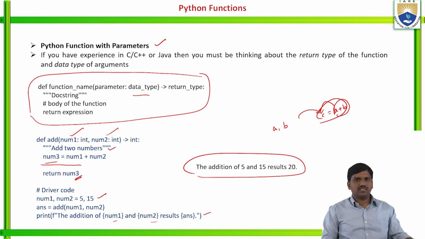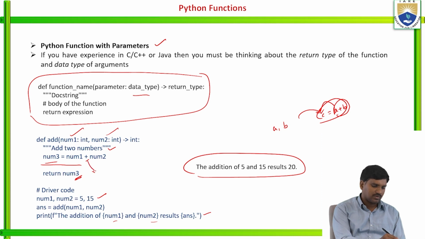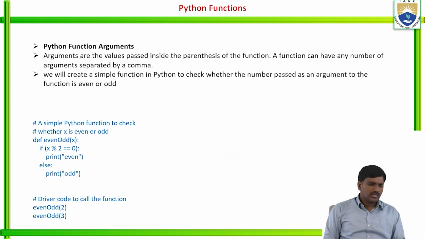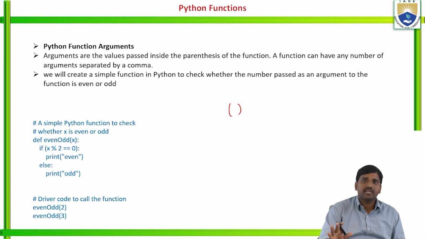This is an example of adding two numbers. In place of plus, you can use minus, multiply, or divide, whichever arithmetic operator you want. According to that, the output will be the subtracted value, addition value, multiplication value, or division value. Now, Python function arguments. Arguments are the values passed inside the parentheses of the function. A function can have any number of arguments separated by commas.